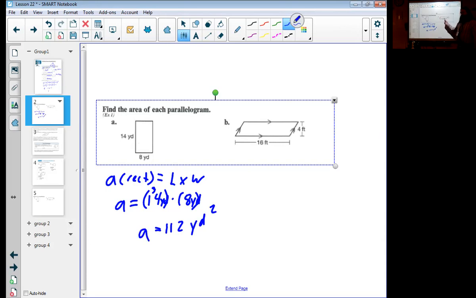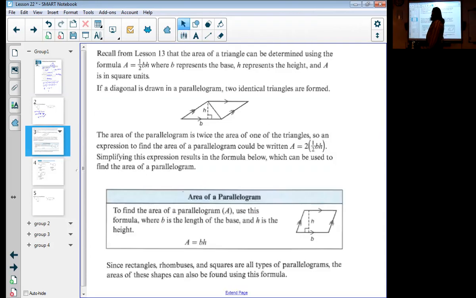But over here, we don't know how to do parallelograms yet. So let's look at the next slide. Recall from lesson 13, the area of a triangle can be determined using its formula. A is equal to 1/2 base times height, where B represents the base and H represents the height. And A is in square units. When a diagonal is drawn in a parallelogram, 2 identical triangles are formed. So here we have a diagonal. A diagonal is, of course, a line drawn from one vertex to another non-adjacent vertex. So here we draw across, and this triangle is the exact same as that triangle. We have side, side, side.